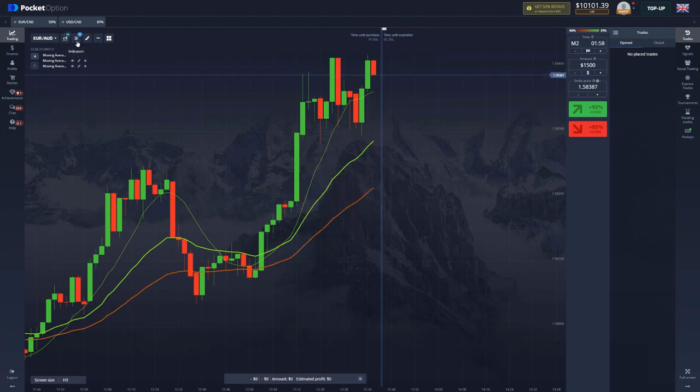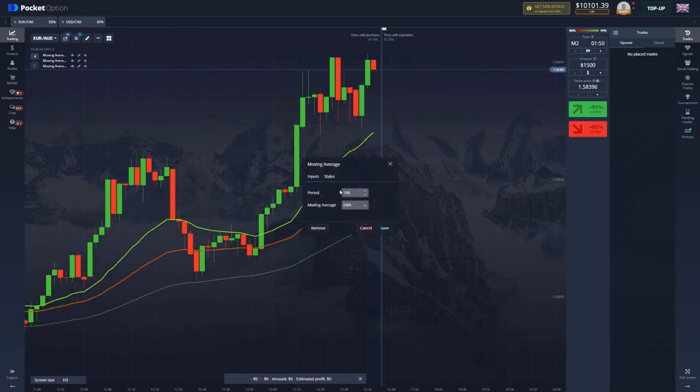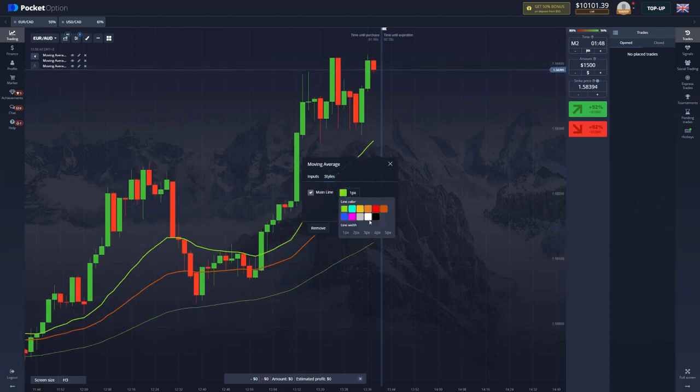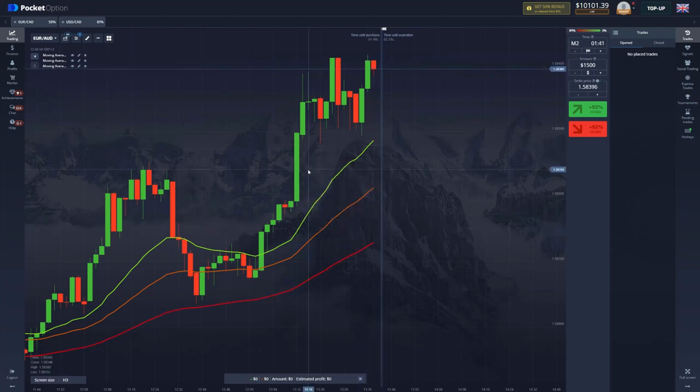And now we go to the last one, that's going to be our 100 EMA indicator right here, and then we choose the style of it. We're going to go red and put a thickness of 3 as well. So as you can see, now we have our 3 indicators and we're ready to put in work.